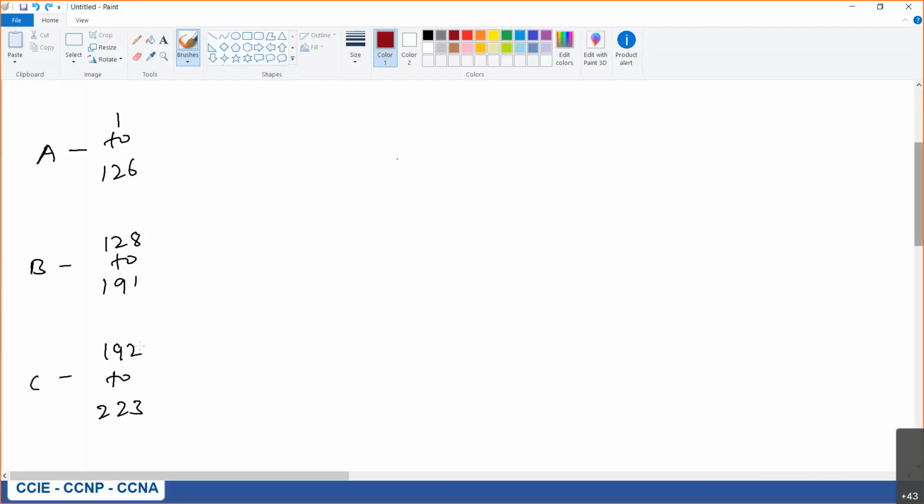Even for class C also, 192 to 223 addresses are available. So 193 is an example, 194, 195, 200, 201, 2. But you are using 192.168. Why, guys? Yeah, mostly used. So that is not a logic actually.